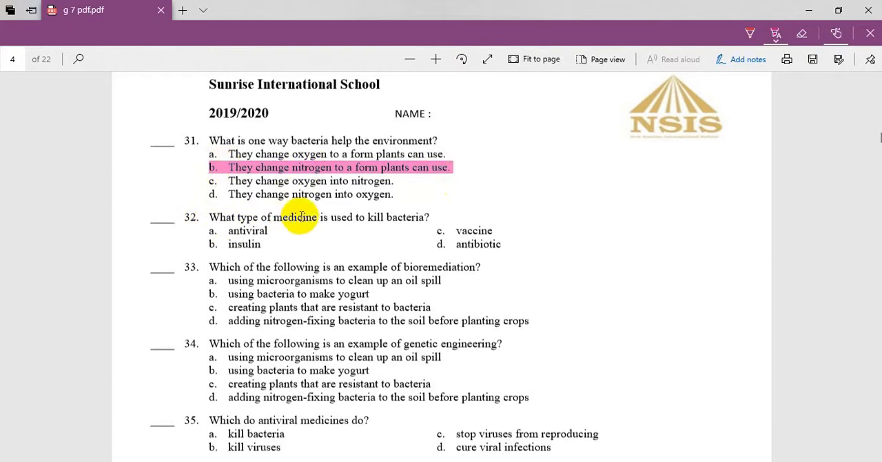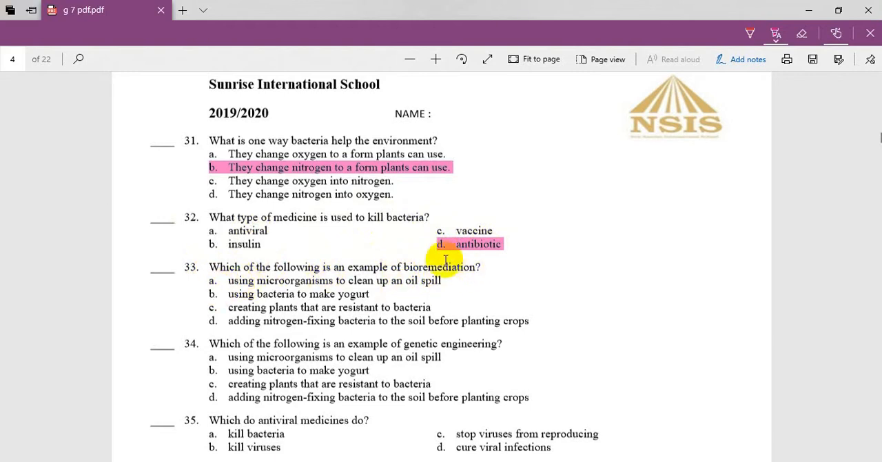32. What type of medicine is used to kill bacteria? The medicine that we use to kill bacteria: antiviral, insulin, vaccine, or antibiotics. So of course the answer is antibiotics, letter D. Question 33. Which of the following is an example of bioremediation?